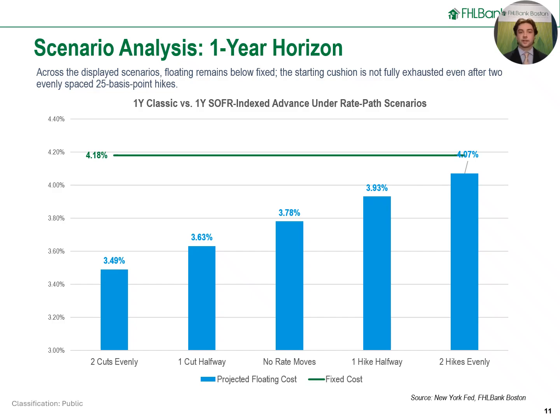As of this recording, futures price roughly 1 to 2 hikes over the remainder of 2026. In our 1 hike scenario, floating is 3.93% versus 4.18% fixed. And even at 2 hikes, floating is lower at 4.07%. That is the timely piece. The evergreen question is the break-even.